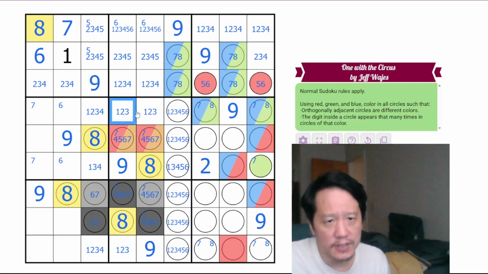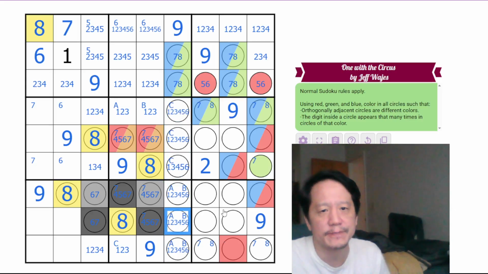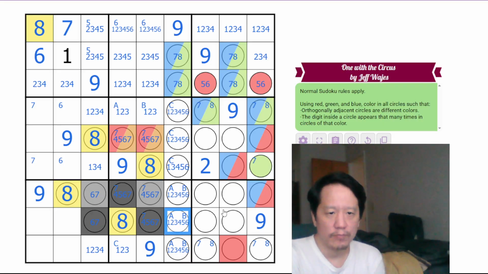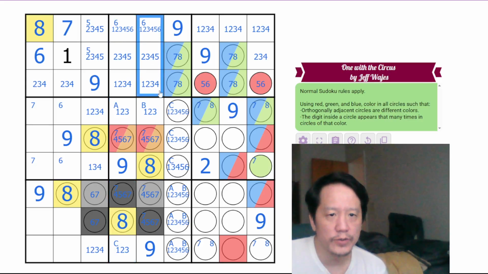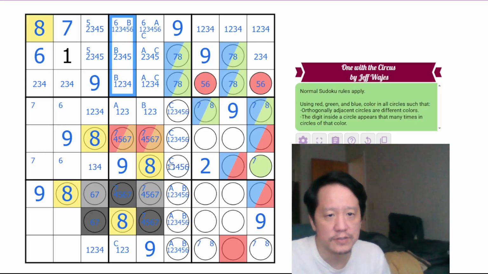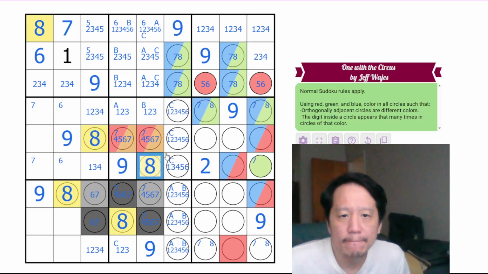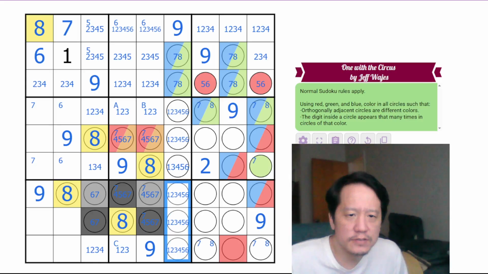I think we marked this as A, B, and C, right? I don't know how helpful that is, but A and B have to be here. C has to be one of these 3. So A and C cannot appear here. So A and C have to be in these cells here. B has to be one of these 3 cells there. I think that just complicates things. We'll take a look at that again if we need to.